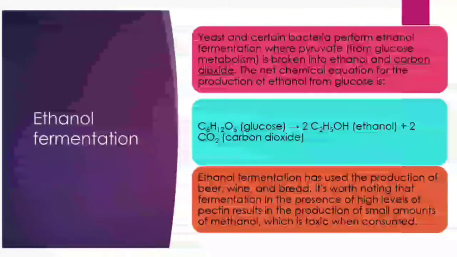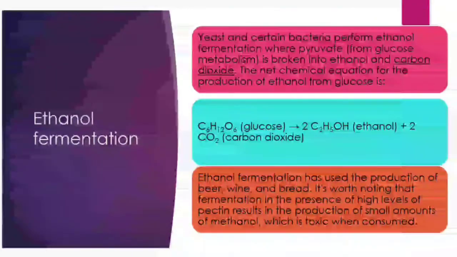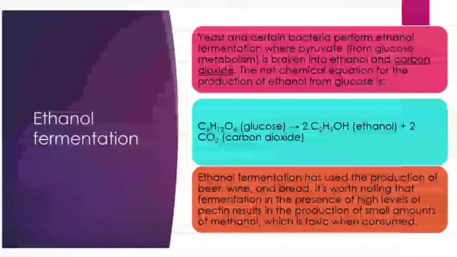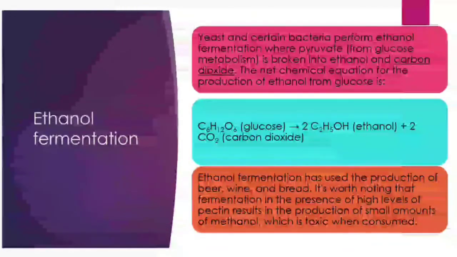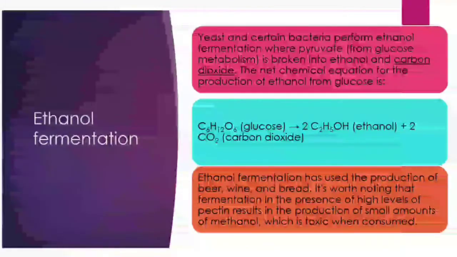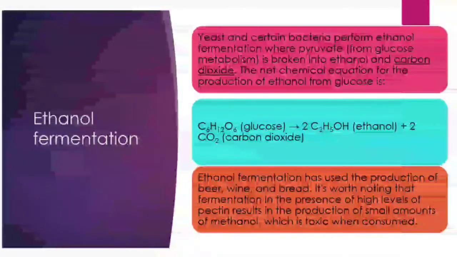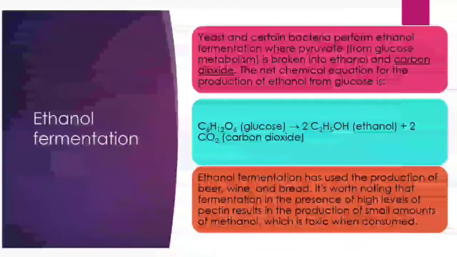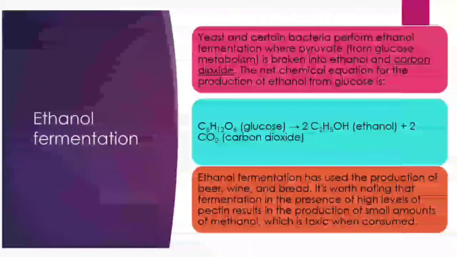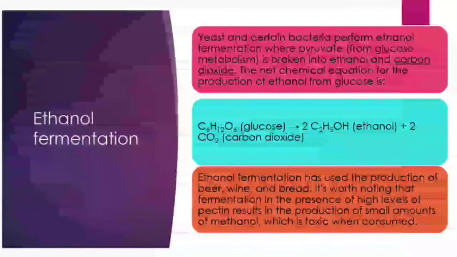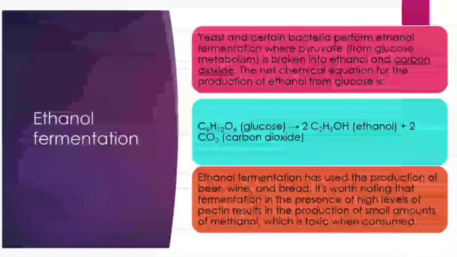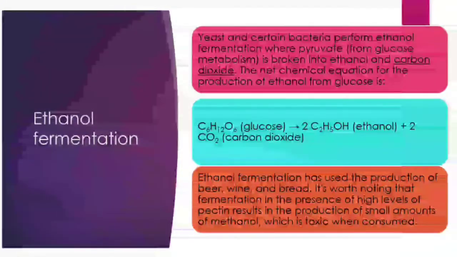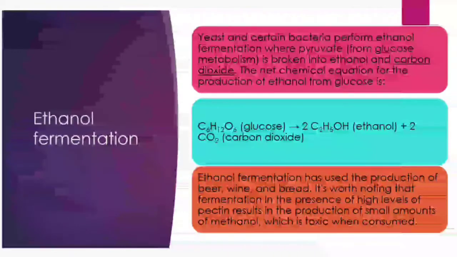Now let's start with ethanol fermentation. As I just told you, it occurs in yeast and some bacteria and follows the anaerobic pathway. Yeast and certain bacteria perform ethanol fermentation, wherein pyruvate from glucose metabolism is broken down into ethanol and carbon dioxide. The net chemical reaction for the production of ethanol from glucose is as follows.